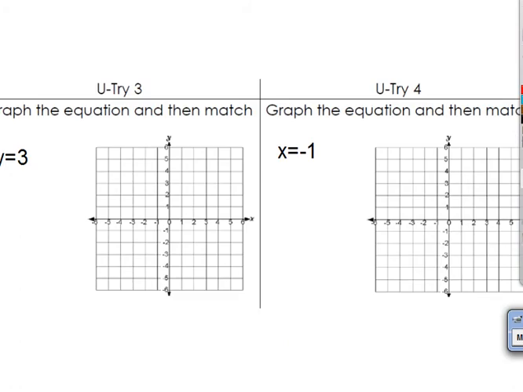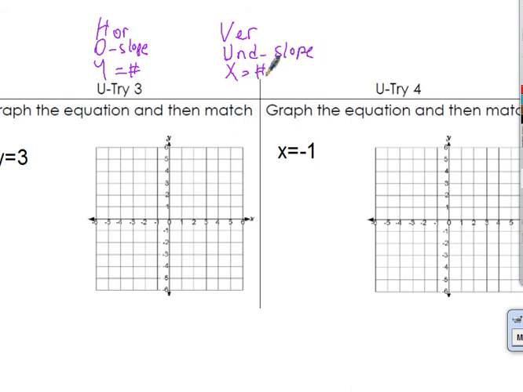Here are our next 2 tries, and before I let you graph these, I want to show you an example first. This is an example of a special case. You will either have a Hoy situation or a Vux situation. A Hoy situation is a horizontal line, 0 slope, and y is equal to a number is the equation. And a Vux situation is a vertical line, undefined slope, and x is equal to a number is the equation of the line.